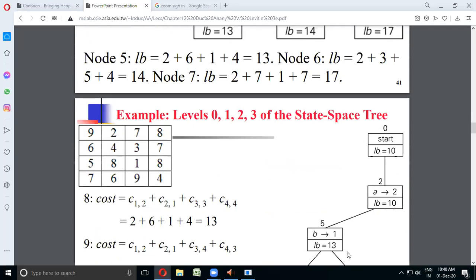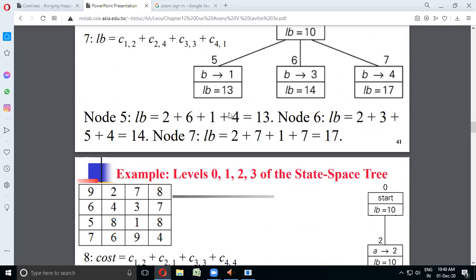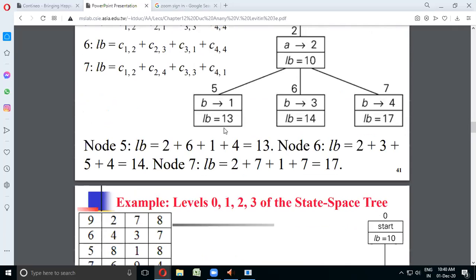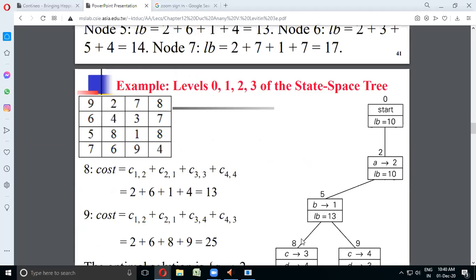Now I'm going to pick up node 5, because that's going to be the feasible solution, because this is the minimum cost which is incurred. Out of 13, 14 and 17, 13 seems to be the smaller one. So I'm going to pick that. So 13. So we are building the tree, level 0, 1, 2, 3 like that.